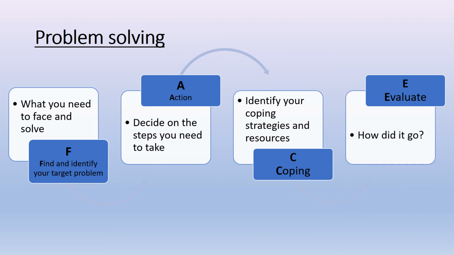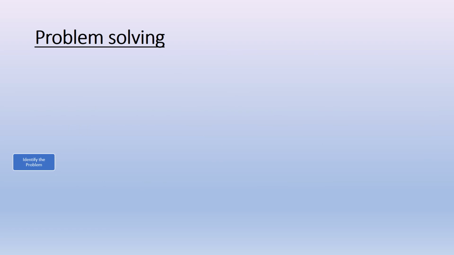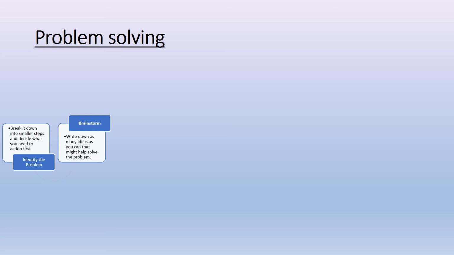You can do this by using these steps. Step 1. Identify the problem. Break it down into smaller steps and decide what you need to do in the first action. Step 2. Brainstorm and write down as many ideas as you can that might help solve the problem, no matter how silly they may seem. Don't dismiss any possible solutions. Often, coming up with the silly solutions helps you get really creative.